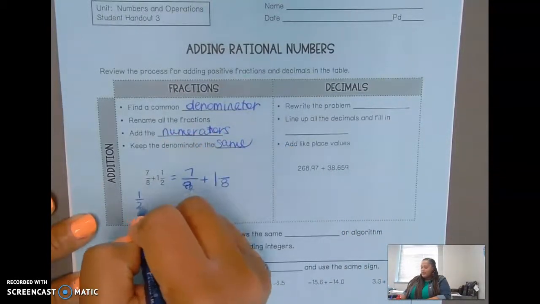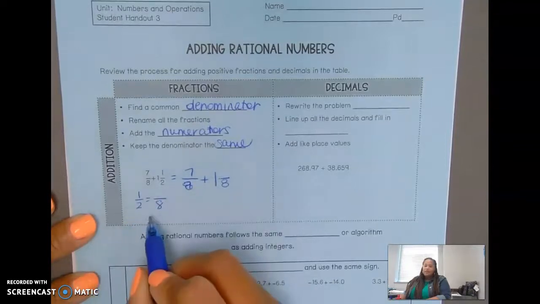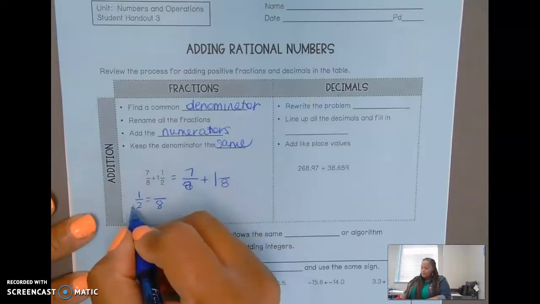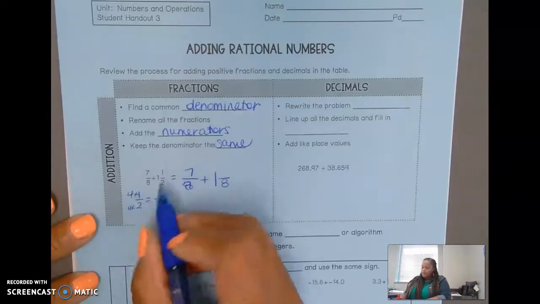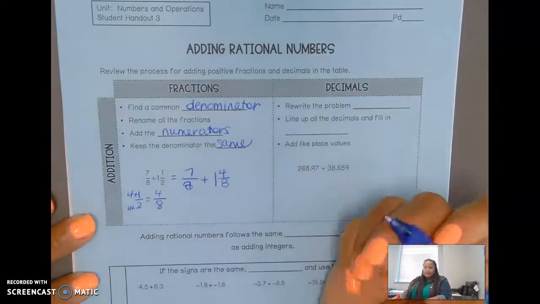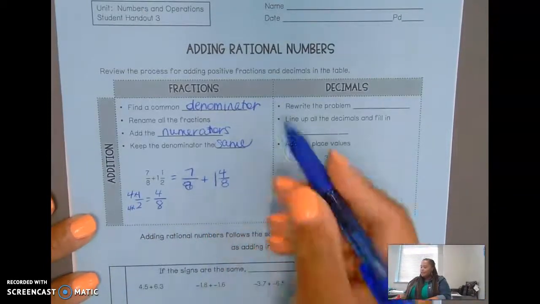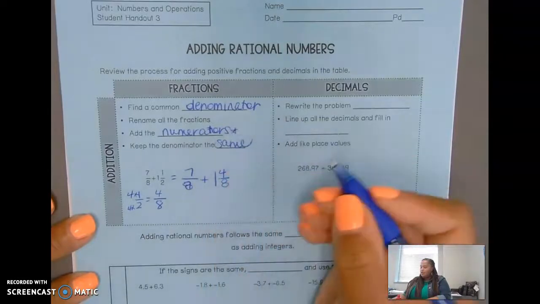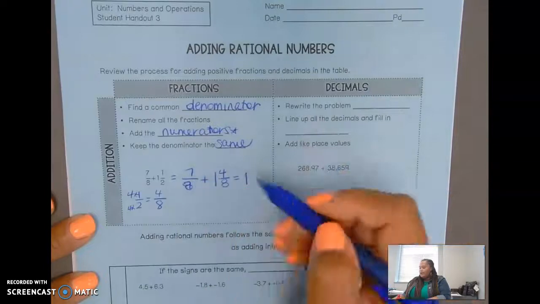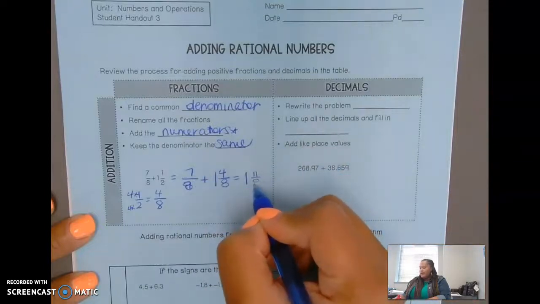So I'm going to take my 1/2 and try and get to 8. And in order to get to 8ths from halves, I multiply by 4 on the bottom and by 4 on the top. 4 times 1 is 4. So half of 8 is 4/8. Now I'm going to add 7 plus 4 because I'm adding just the numerator, sorry. And that'll be 1, and 7 plus 4 is 11/8.